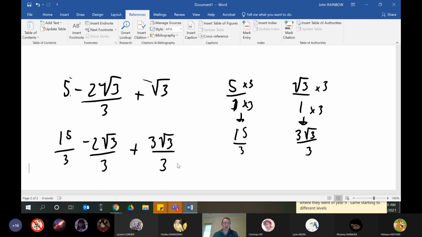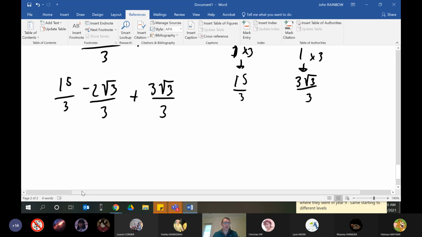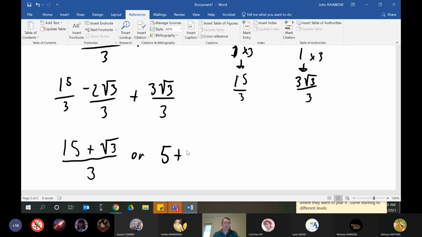Now, because they're all the same denominator, I can just add and subtract the top. So that is going to be 15. And if I've got -2 root 3 plus 3 root 3, that's going to leave me with just one of the root 3s. It's going to be positive, plus root 3, all on 3. Or you could write it as 5 plus root 3 on 3. Yeah, and that is it.